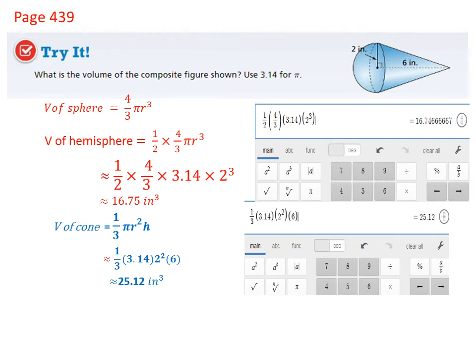The last step, add to find the volume of the whole composite figure. Add now. 16.75, the volume of the hemisphere, plus 25.12, the volume of the cone. What is the sum? Yes, it will be about 41.87 cubic inches.